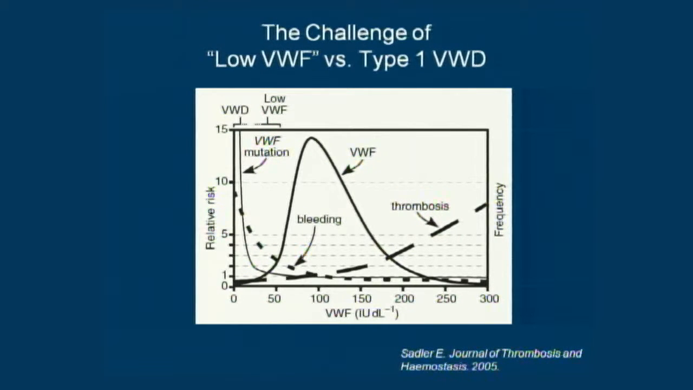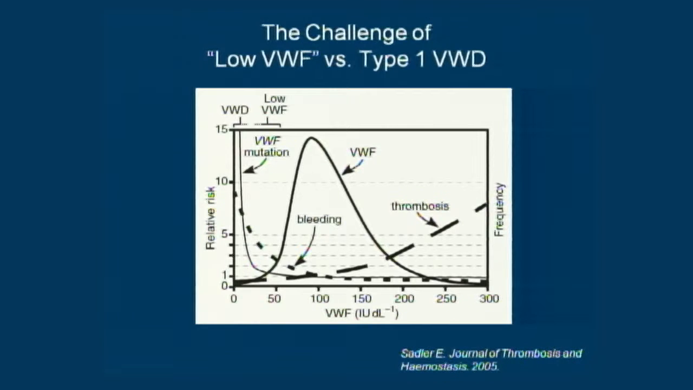So the challenge in type 1 von Willebrand disease is, are you looking at a patient with a disease or are you looking at a patient with a low von Willebrand factor phenotype? And you can see that the challenge is related to genetics in that the von Willebrand factor gene mutation patients tend to have very low von Willebrand factor, and then it trails off as your VWF approaches what is the normal cutoff for the lab.